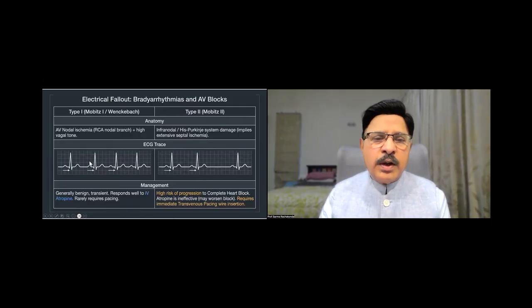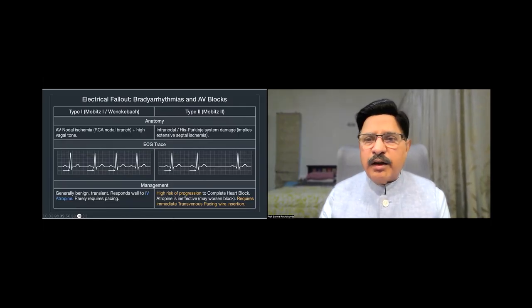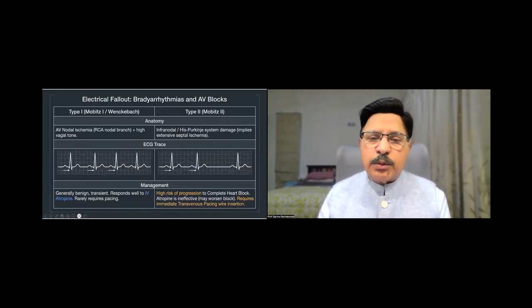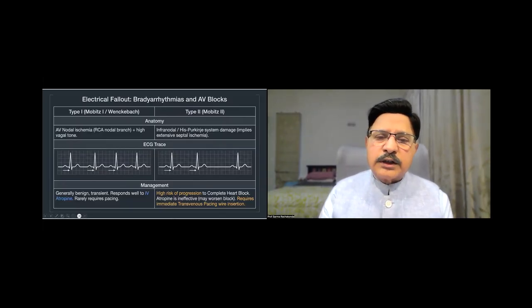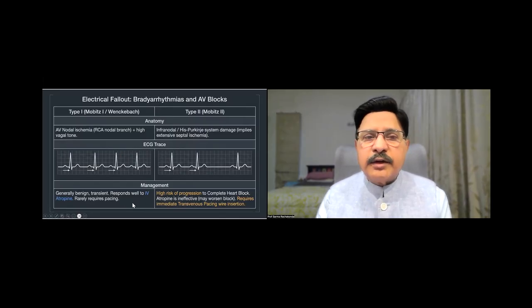If you know what Wenckebach and Mobitz type 1 and type 2 are, this is not the time to discuss that. If you don't know it, when we come to the class on conduction defects, you will come to know it. Management: generally benign, transient, responsive to IV atropine, rarely requires pacing.